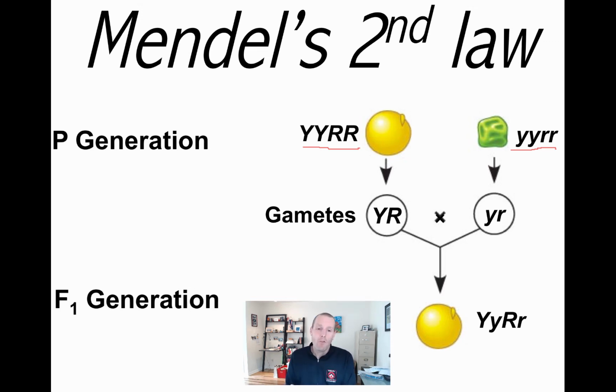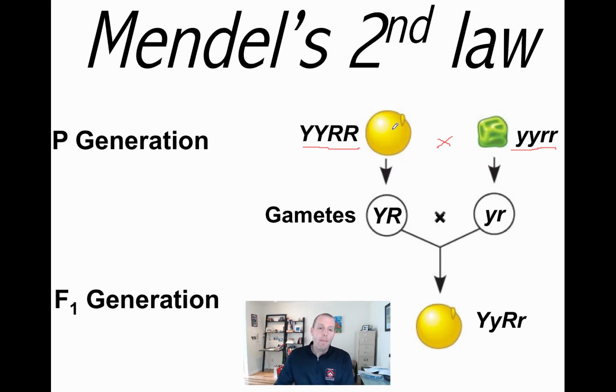So Mendel crossed a pea plant which was producing yellow, smooth peas, whose genotype he knew from some other work he'd done was big Y, big Y, big R, big R. Now there are four alleles there. Remember, there are two genes, Y and R, and for each of those genes, there are two alleles. So we've got to deal with four alleles and potentially four different traits. We're going to do this cross with the pea plant producing green, wrinkly peas, and so the genotype of that plant must have been little y, little y, little r, little r.